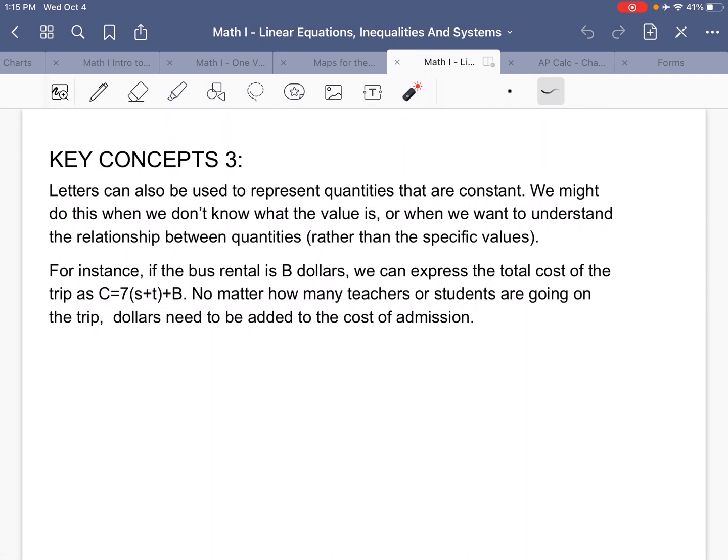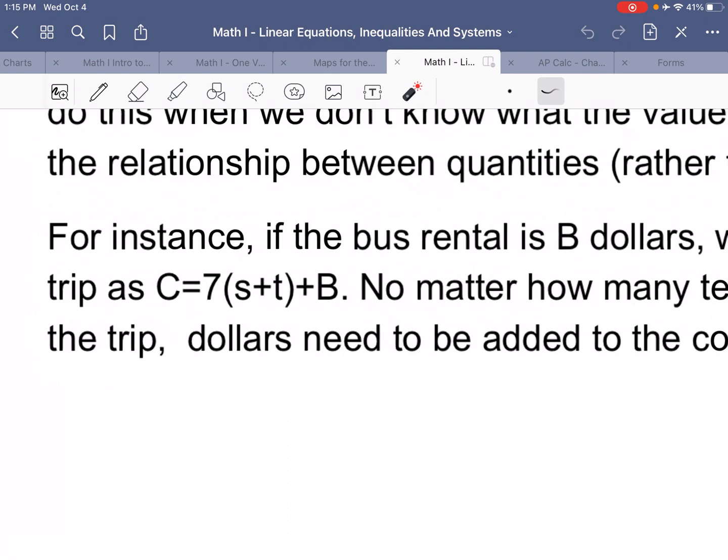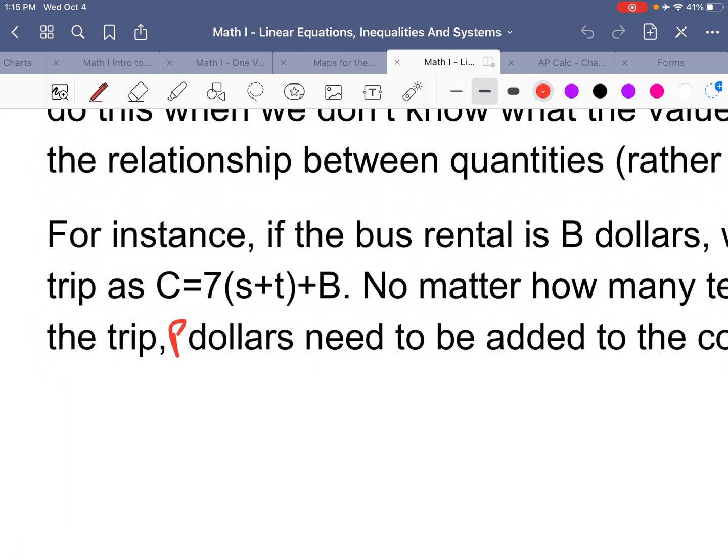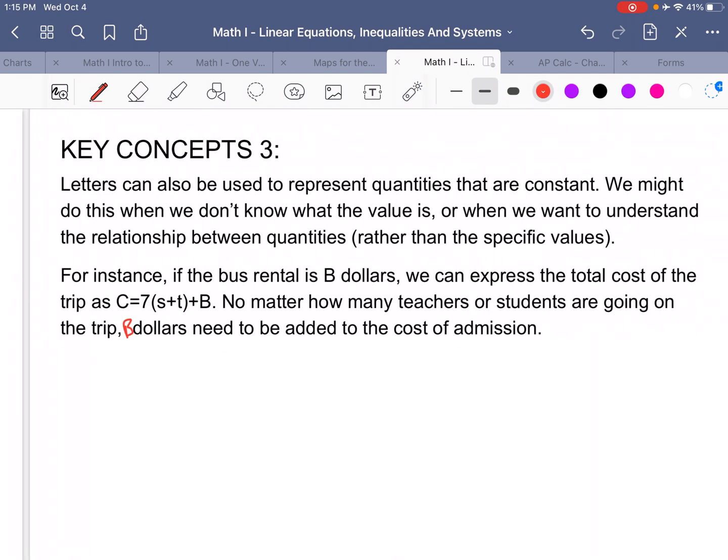We can also use letters when something varies. So if the cost of the bus rental is $B, let's say we didn't know exactly how much the bus rental would cost, we could rewrite our equation as cost is equal to 7 times the total number of people, which is students and teachers combined, plus the cost of the bus, which we would call B. No matter how many teachers or students are going on the trip, $B needs to be added to the cost of admission.